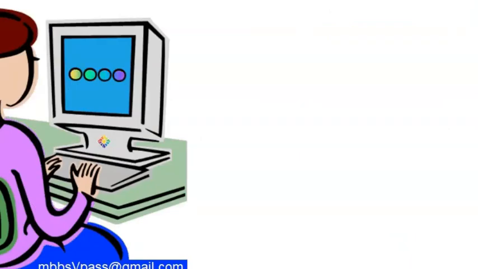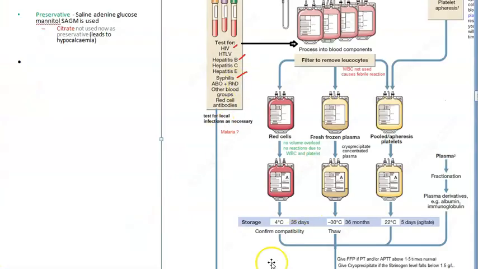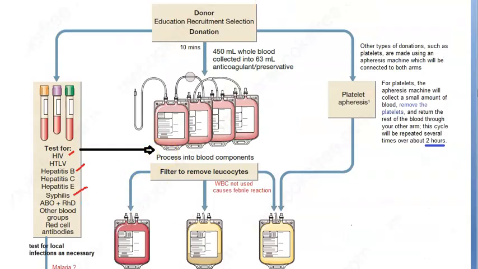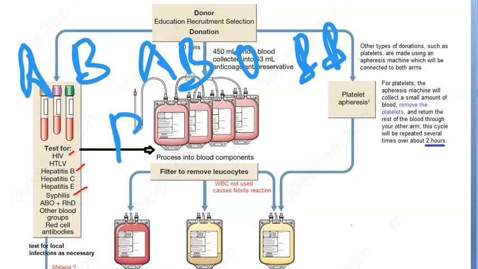Now that you have donated the blood, now what? How are they going to process it? We already told you that. They will check it for the blood group, right? They will check whether it is A, B, AB, O or Bombay blood group, etc. I'm not sure if they check for Bombay blood group, and then they will check for RH positive, RH negative.